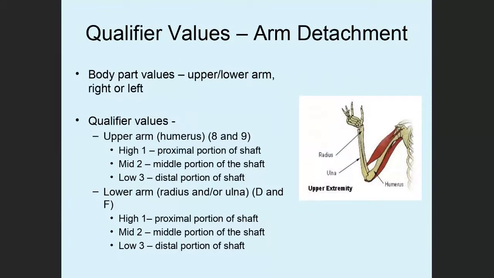So also in the body system is for upper and lower arm. The body parts are upper arm, lower arm, right and left. The qualifier values are for upper arm, which is the humerus. You have high, mid, and low. In the lower arm, the radius and ulna, you have, again, high, mid, low. So this is giving you more information.